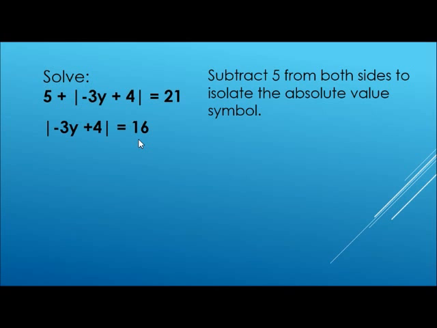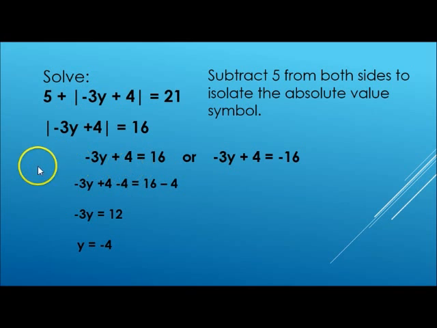Okay? Well, now remember, just like in the last example, that the answer for the absolute value could be either a positive or a negative. So that's what we're going to say. We're going to say that minus 3y plus 4 can be equal to 16, or minus 3y plus 4 can be equal to negative 16. Remember, it can be one or the other. So what we're going to do is solve the left side first. We're going to solve this side first.